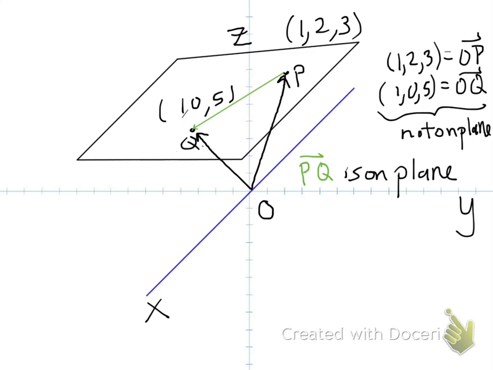So the distinction here is important. The point (1, 2, 3) is on the plane, but the vector (1, 2, 3) is not on the plane. The point (1, 0, 5) is on the plane, but the vector (1, 0, 5) is not on the plane because the origin, the other point for these vectors, is not on the plane. However, the vector with both points on the plane, both the tail and the head, that's the vector PQ. That vector is on the plane.